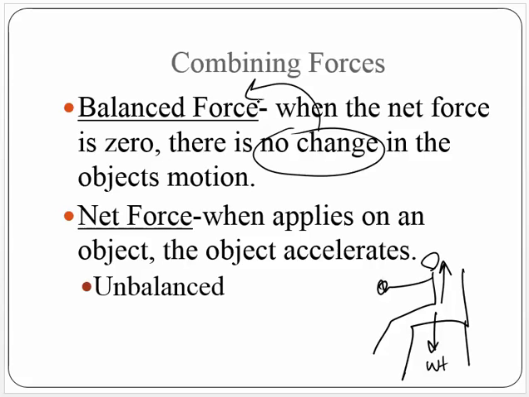A net force, let's say someone comes up to you then and pushes, they apply a force on the chair, and then you fall forward. It's causing an object to accelerate. We say there was a net force. It's unbalanced because there was no force to counteract the force that was pushed on the back of your chair.